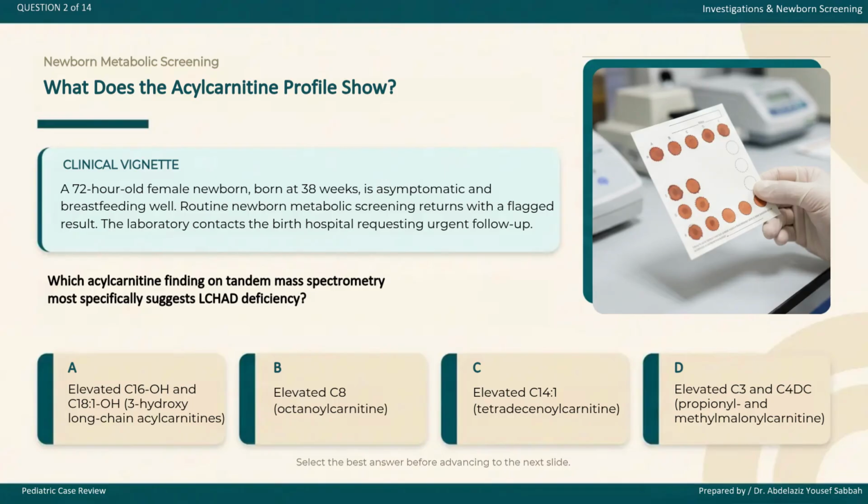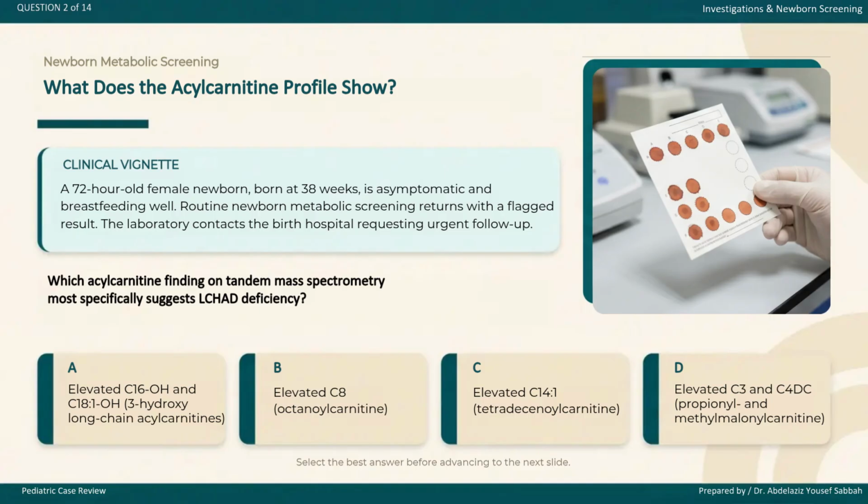A 72-hour-old female newborn, born at 38 weeks, is asymptomatic and breastfeeding well. Routine newborn metabolic screening returns with a flagged result, and the laboratory contacts the birth hospital requesting urgent follow-up. Which acyl-carnitine finding on tandem mass spectrometry most specifically suggests LCHAD deficiency?